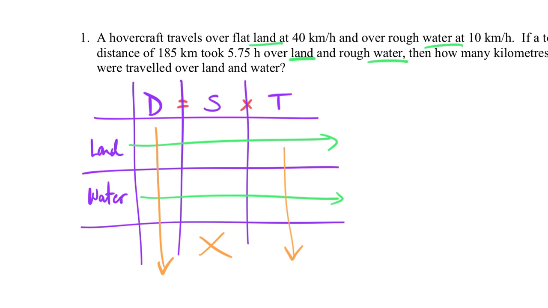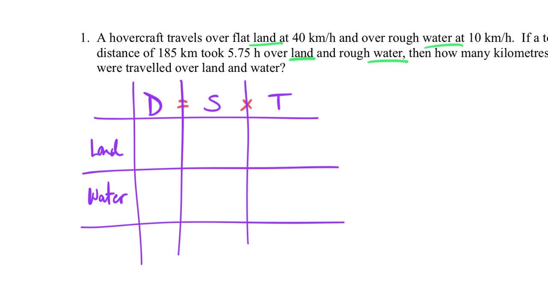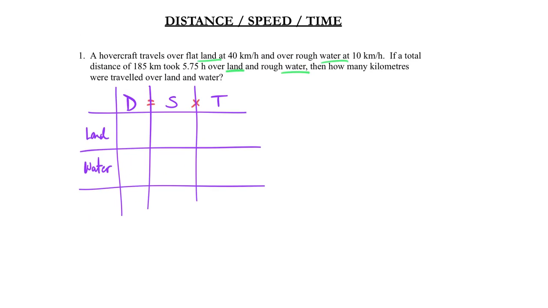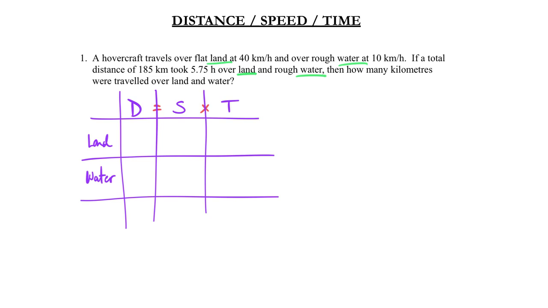Okay, I want to show you what I'm talking about when I say, let's build that chart. I'm just going to shrink that down. Okay, I'm going to plug in everything I know about the specifics of this problem. My speed over land is 40 kilometers an hour. My speed over water is 10 kilometers per hour. Now, if you look at the rest of the information, I don't really have a place to put it. But the reason I don't is because I actually have a third row, it's my total row.